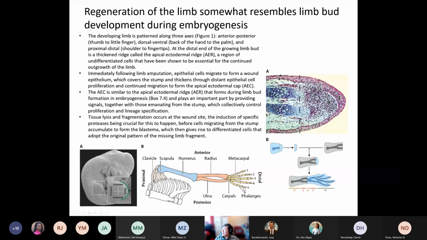So this AEC is comparable to an embryonic structure called the apical ectodermal ridge. One is called ridge, the other is called cap. This is called cap because it covers the stump, the amputated region. But during embryonic development, in a human or mouse, there is a structure called the limb bud. At an early developmental stage, your arm or your leg is actually a bud.